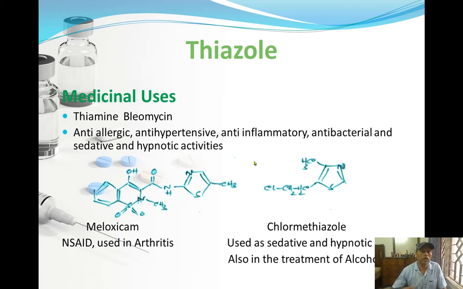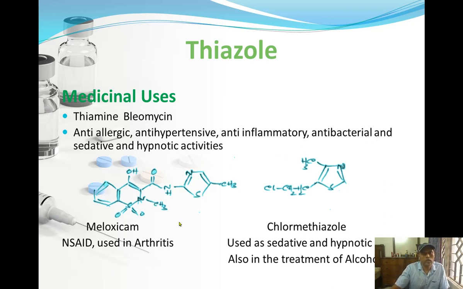which can give these pharmacological actions. Their actions are like anti-allergic. You can see the thiazole ring in anti-allergic products. You can see thiazole in anti-hypertensive products. You can see thiazole in anti-inflammatory products. You can see thiazole in antibacterial products, even many of the antibiotics also, not just bleomycin, other antibiotics also, and anti-tumor agents, right? Bleomycin is an anti-tumor agent. You can also see them in sedative and hypnotic products.